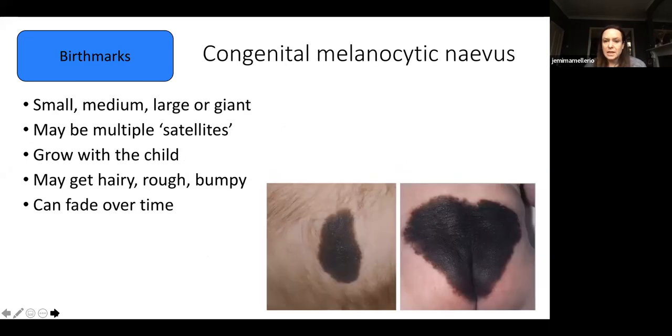Congenital melanocytic nevi are like moles that children are born with, and the majority of them are small, but sometimes they're larger. And they're classified as small, medium, large, or giant. And sometimes they're multiple with lots of satellite lesions. And they don't tend to become proportionately bigger over time, but they do grow as the child grows. And over time, they can become a bit raised, a bit bumpy and a bit hairy. But also we know that sometimes they can just spontaneously fade over time.